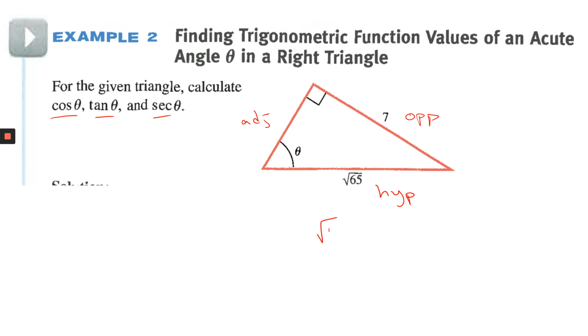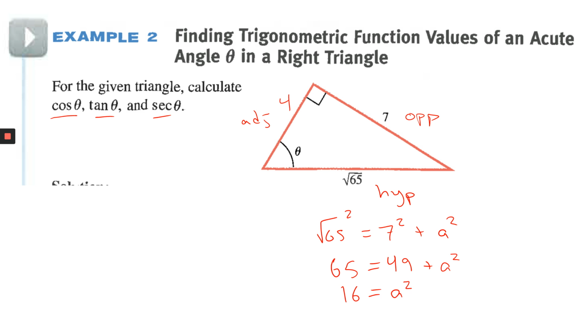So the square root of 65 squared is equal to 7 squared plus the adjacent side squared. So 65 equals 49 plus a squared. If I subtract here, I'm going to get 16. And so we know that a is going to be 4.